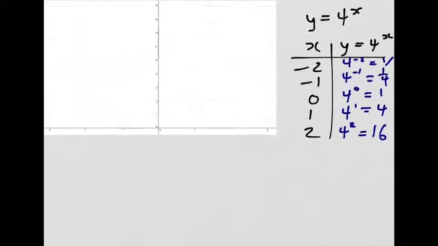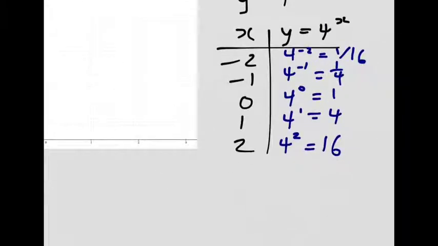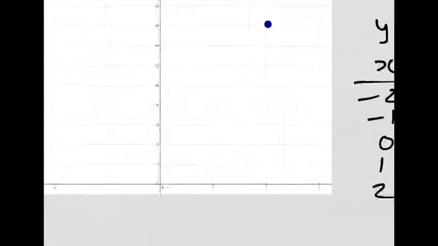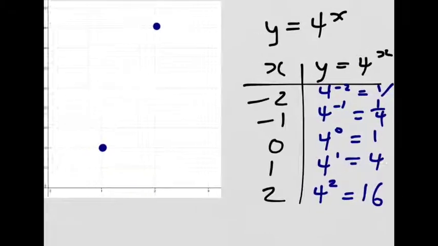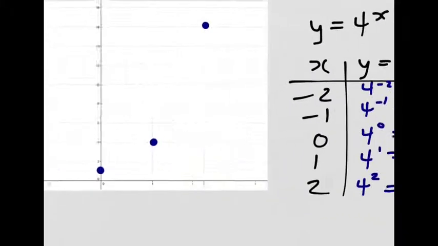Okay, so plotting some of these points, let's go 2 and 16, let's plot that guy. Okay, 2 over, 16 up. Oops, let me get a bigger dot here. There we go, 2, 16. And then 1, 4. And then 0, 1. These are big dots. And then -1 and a quarter.